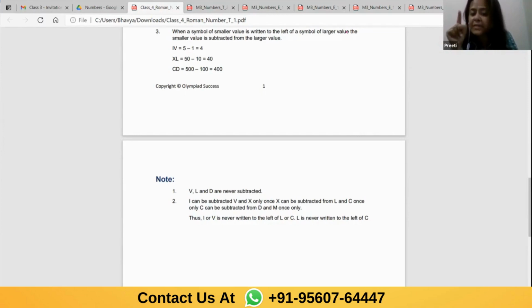Similarly, X can be subtracted from L and C only once. I cannot subtract X more than once from L and C. And C can be subtracted from D and M only once. This is only for subtraction. This is not for addition. This is why we get confused.